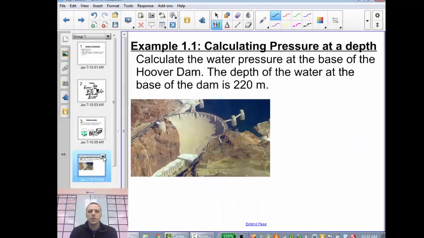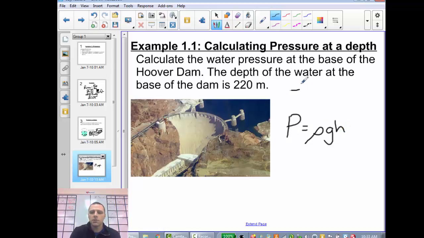I'd like to do an example of that with you, and our example is the following. It says, calculate the water pressure at the base of the Hoover Dam. The depth of the water at the base of the dam is 220 meters. So to do this, we would use the pressure equation from the previous slide. Pressure equals rho, which is the density of water, times g times h. Now we actually know that g is 9.8 and that the height is 220 meters of water.